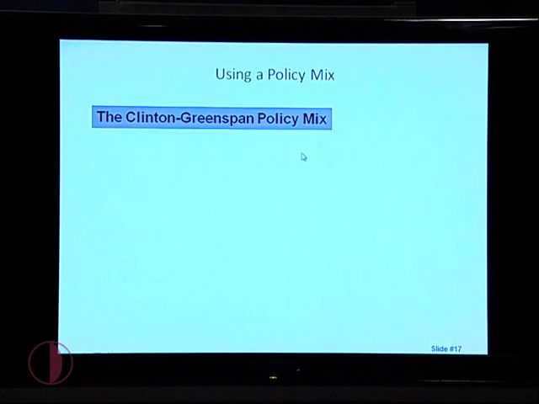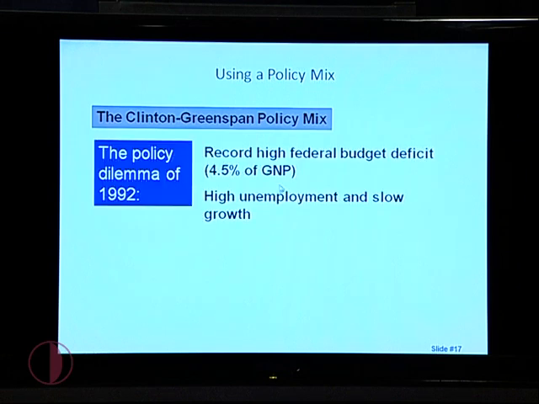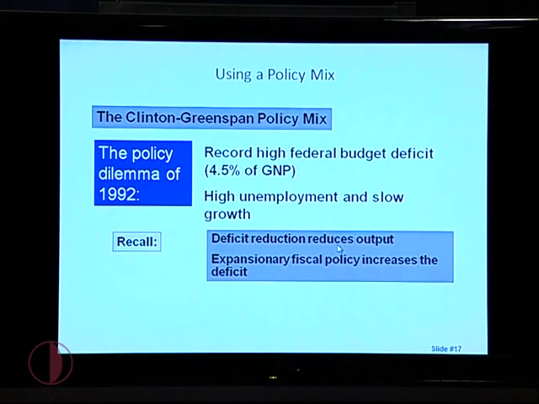A policy mix, the Clinton-Greenspan policy mix. The policy dilemma of 1992: record high federal budget deficit, 4.5% of GNP, high unemployment and slow growth. Recall, deficit reduction reduces output. Expansionary fiscal policy increases the deficit.